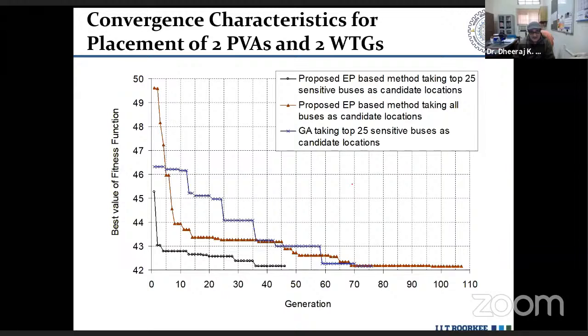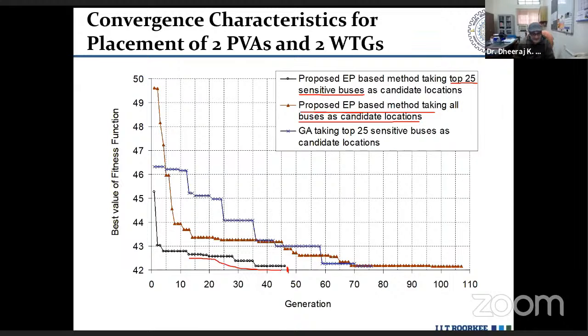And these are the convergence. Here we tried a number of methods. First we tried the EP based method, evolutionary programming. So it converged within 50 iterations. And here we considered only the top 25 sensitive buses. We also executed our algorithm considering all 68 buses as candidate locations.